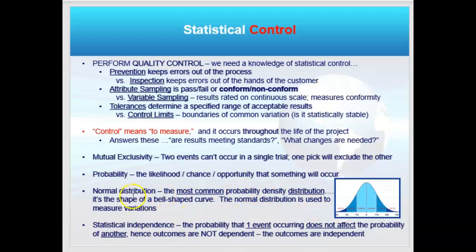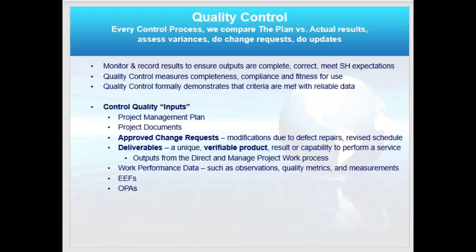And when we say the normal distribution, we're trying to understand the common probability density. Where is most of our data going to fall? And then the term statistical independence, that one event does not affect the probability that another event will happen. When I flip a coin, the fact that one flip was heads doesn't mean the next flip will be tails. The next flip is statistically independent.